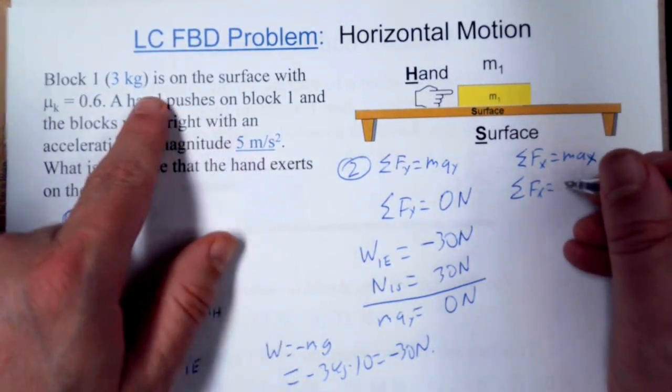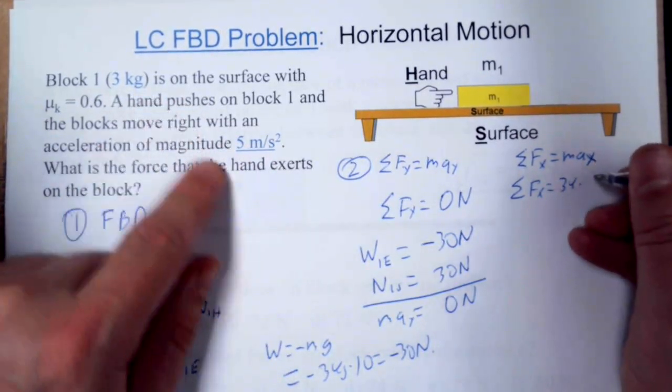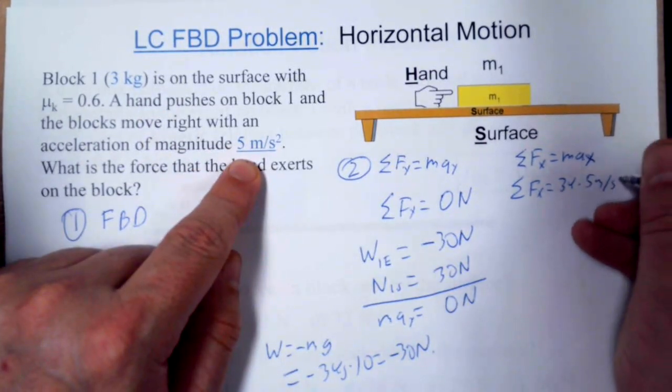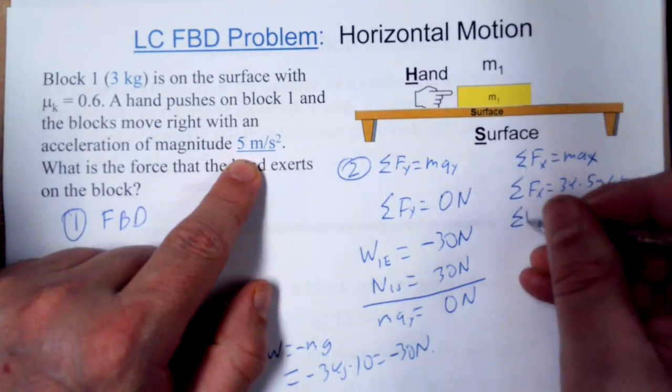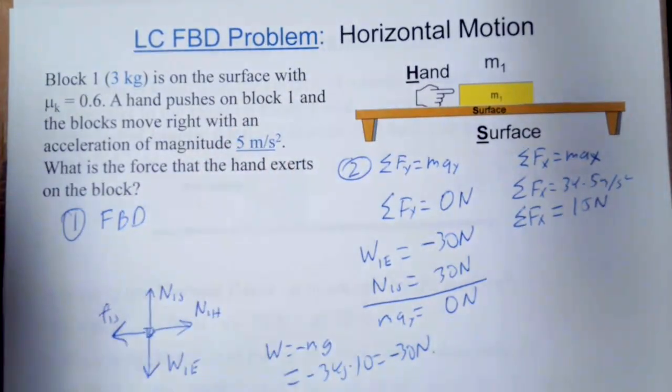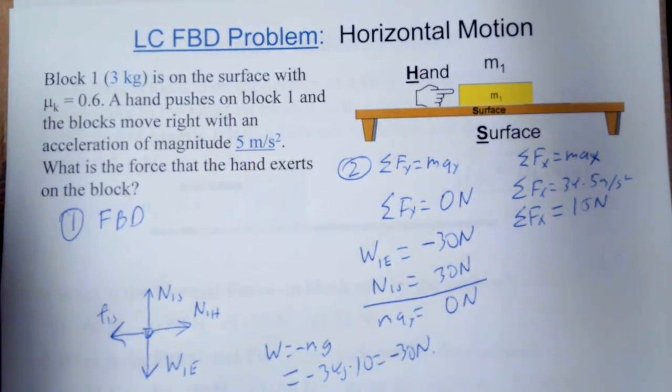So that is going to be the mass, so 3 kilograms times 5 meters per second squared. So that means the sum of the forces in the x direction has to be 15 newtons. Okay, so next we want to find the values of the forces in the x direction. So what do we have?